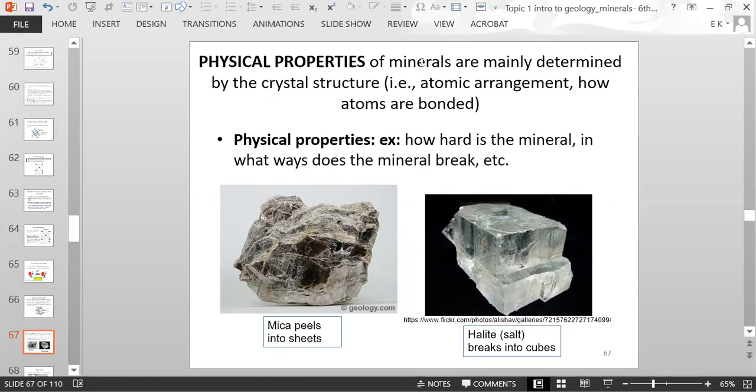So now we're going to talk about physical properties of minerals. Physical properties of minerals are mainly determined by the crystal structure or the atomic arrangement or how the atoms are bonded. That is going to give us most of the physical properties of a mineral. And we'll go over some examples and how this works.